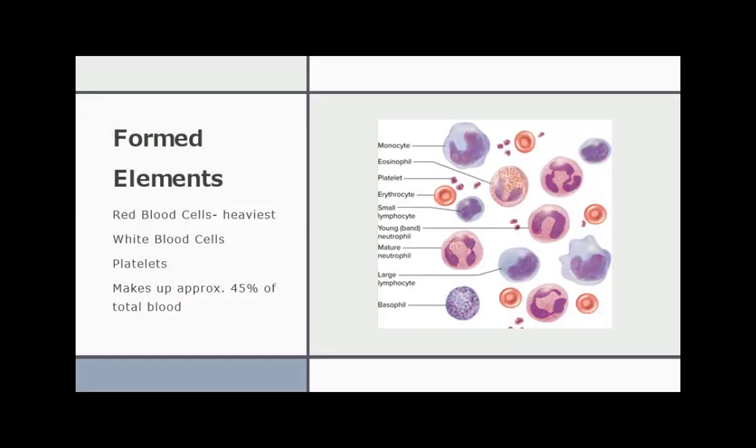Your formed elements is basically everything else. So we have our monocytes, our eosinophils, our small lymphocytes, our neutrophils, our basophils. Those are all your white blood cells. Then you have your platelets, which are your clotting mechanisms. And then you have your red blood cells. That's about 45% of total blood.